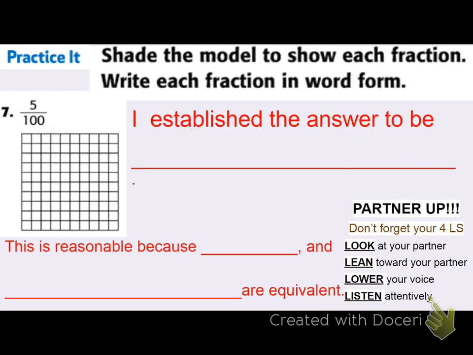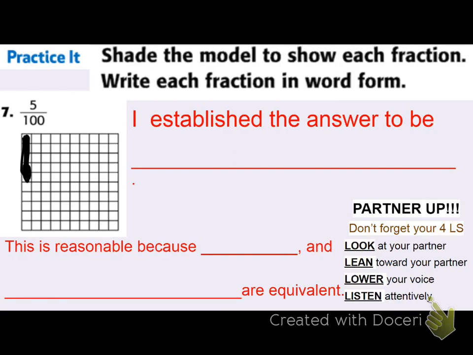Shade the model to show each fraction. Write each fraction in word form. Again, I can see the model has changed on problem number 7. We now have 100 cubes. We're in the hundredths place. It's less than tenths or smaller. Right? We have 5 of the tiny, tiny squares. 1, 2, 3, 4, 5. 5 hundredths is much smaller than 5 tenths. Those 5 tiny squares are smaller.